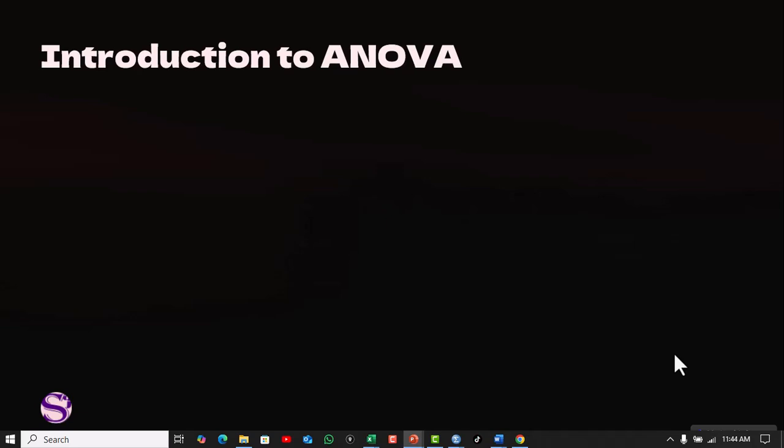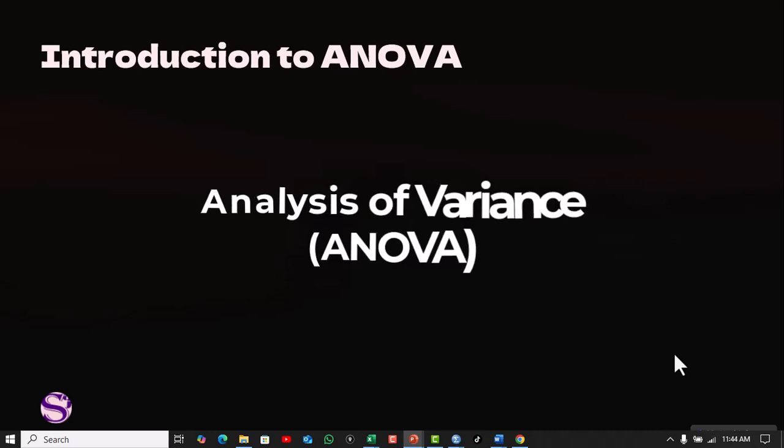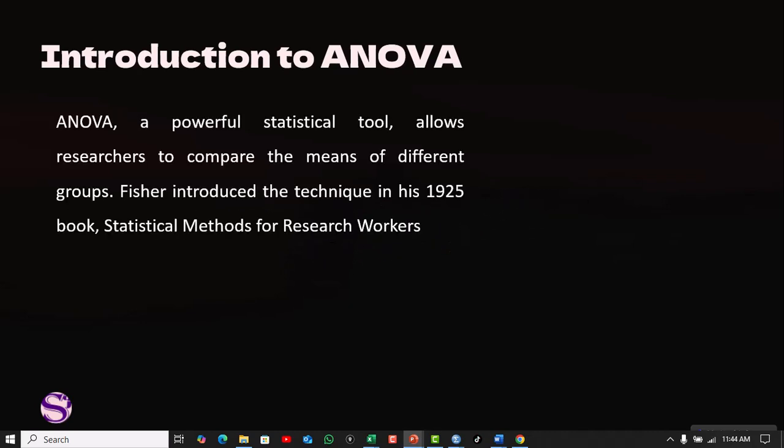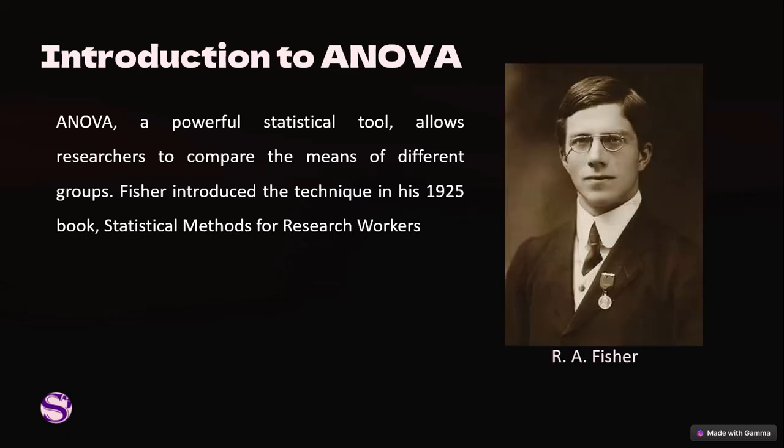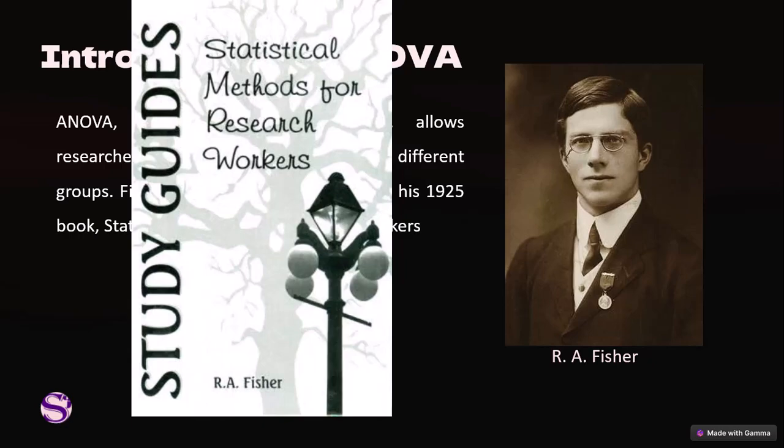We'll introduce you to another statistic known as analysis of variance, abbreviated as ANOVA. ANOVA is a powerful statistical tool that allows researchers to compare means of different groups. It was introduced by R.A. Fisher in the 1920s and later published in his book titled Statistical Methods for Research Workers.